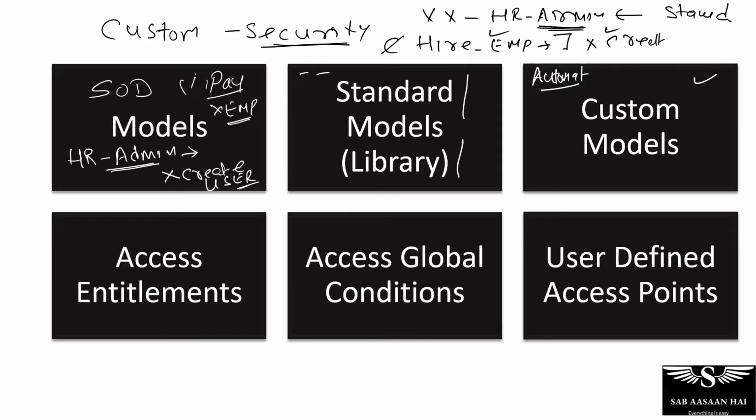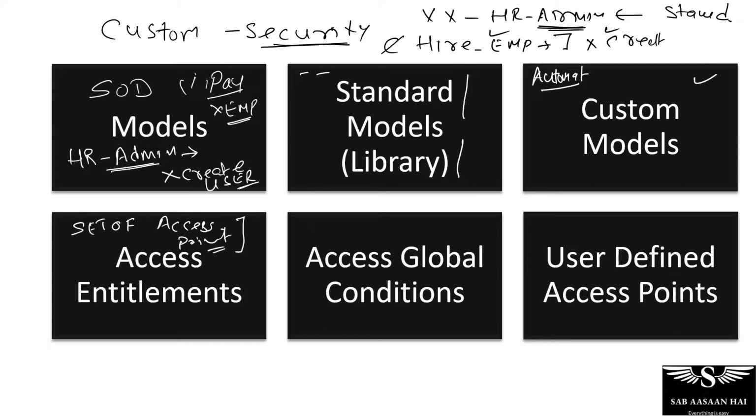Before understanding the model part, there is a concept we have to understand: what is an access entitlement. An access entitlement is a set of access points. Now, what is an access point? This is a group of, or the set of access points.